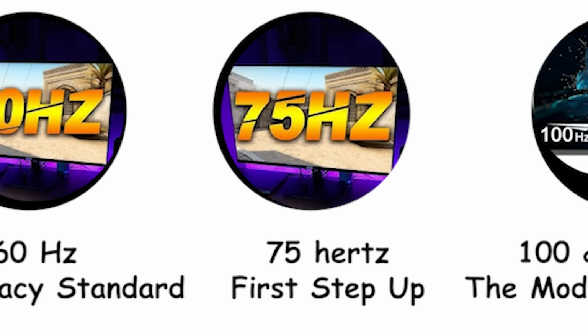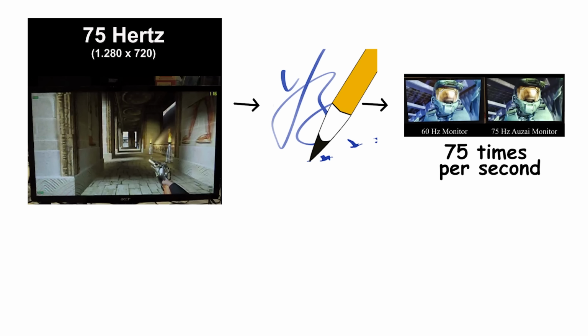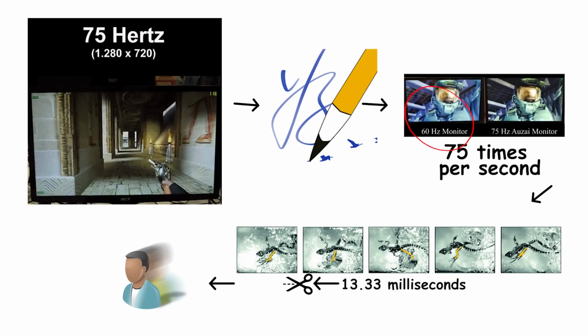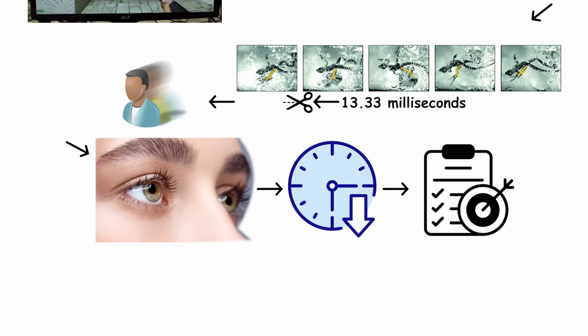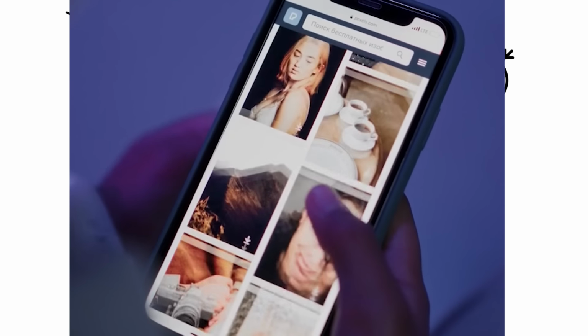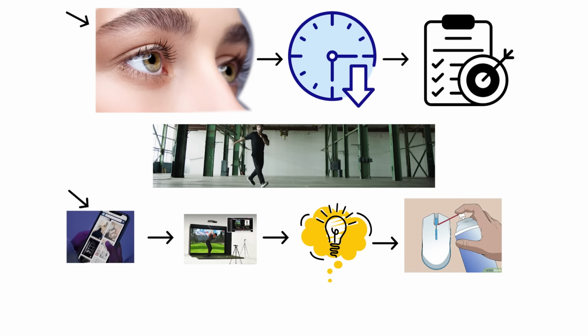75 Hz. First step up. 75 Hz redraws the image 75 times per second, so each frame is visible for about 13.33 milliseconds. That shorter hold time trims motion blur compared to 60 Hz because your eyes have less time to smear a held frame while tracking movement. It is not night and day, but you can see it immediately when you scroll text or swing the camera in a game. Think of it as the "why does the mouse suddenly feel less sticky?" tier.